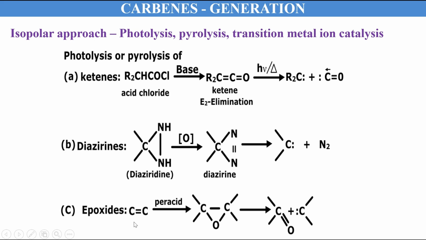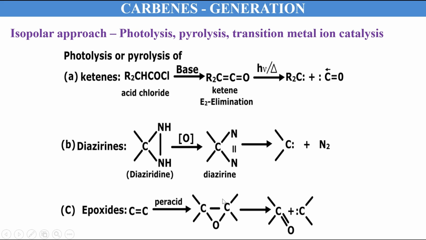Similarly, epoxides: if I treat an alkene with peracids, I'll get the corresponding epoxide. And when I heat this, or pass UV light through this, this bond breakage occurs to give rise to a carbene and a carbonyl compound. The carbon-oxygen bond breaks, the electrons move towards carbon, which becomes minus, and it is unstable.